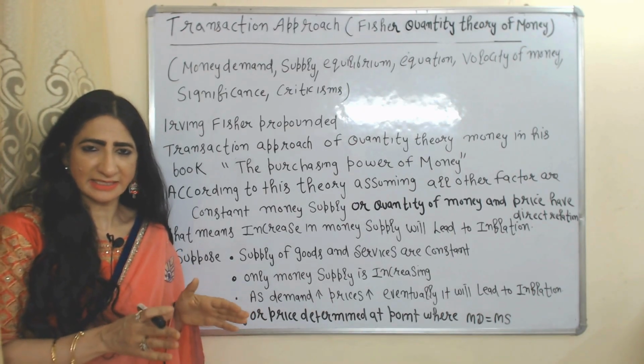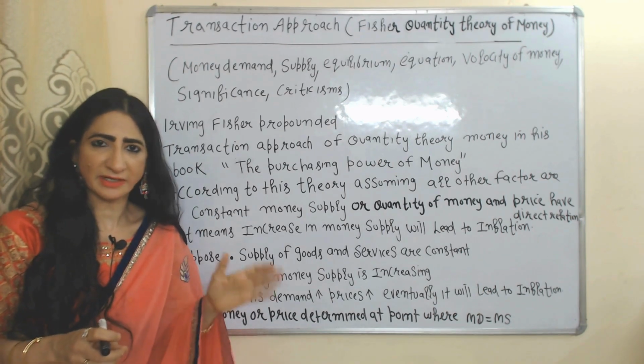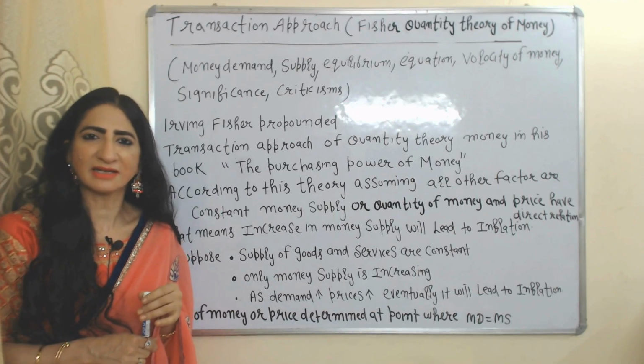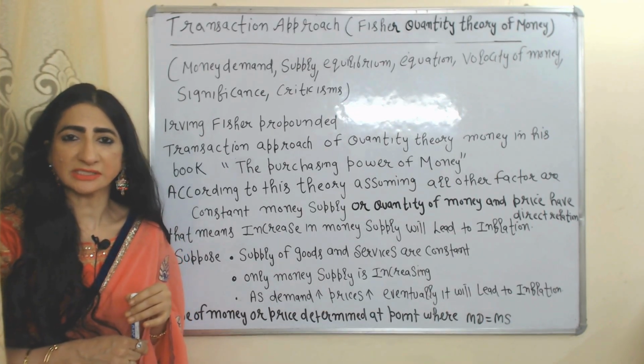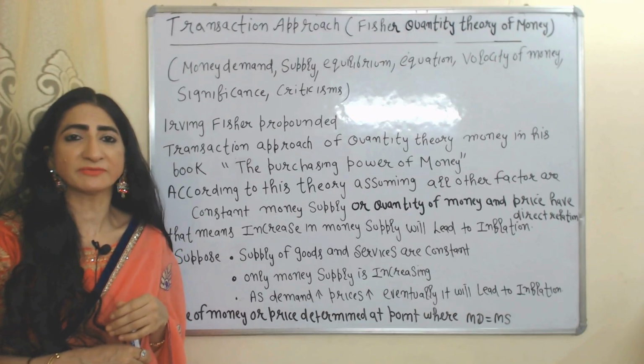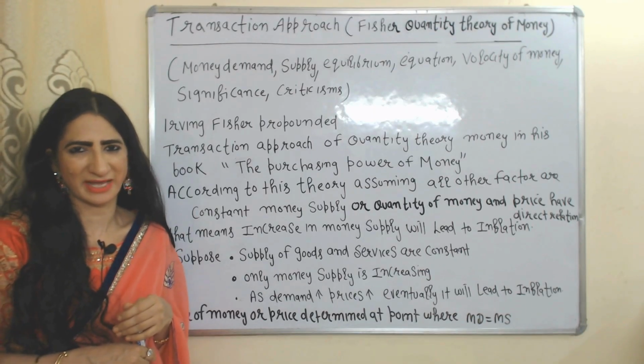So we can say that according to this theory, other factors remaining constant, quantity of money and price have a direct relation. And according to this theory, the value of money, or we can say the prices, are determined at the point where money demand is equal to money supply.